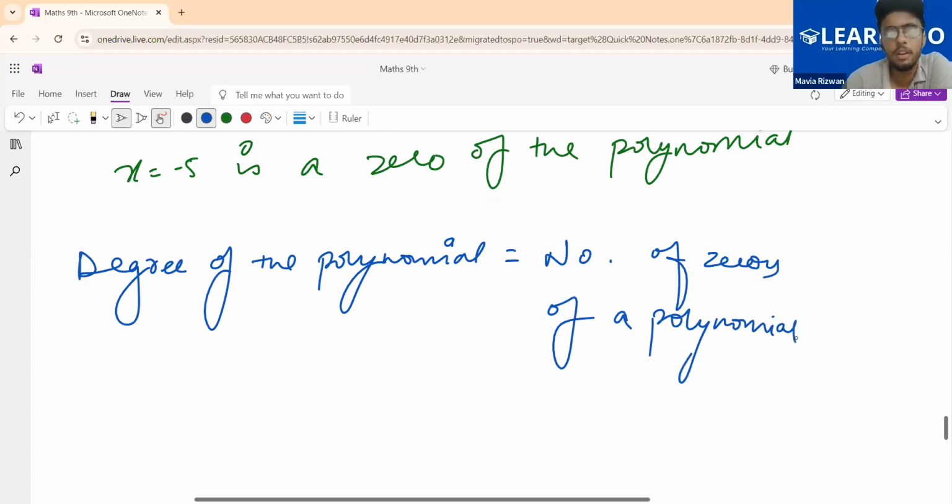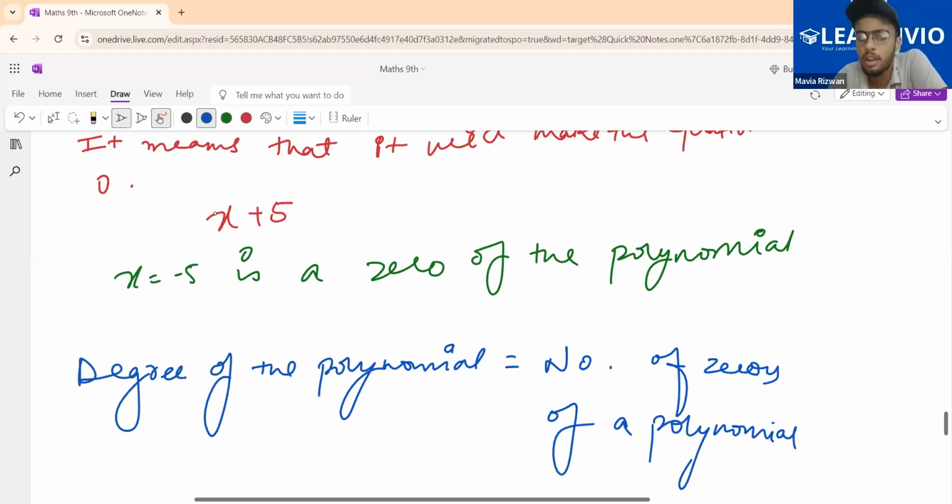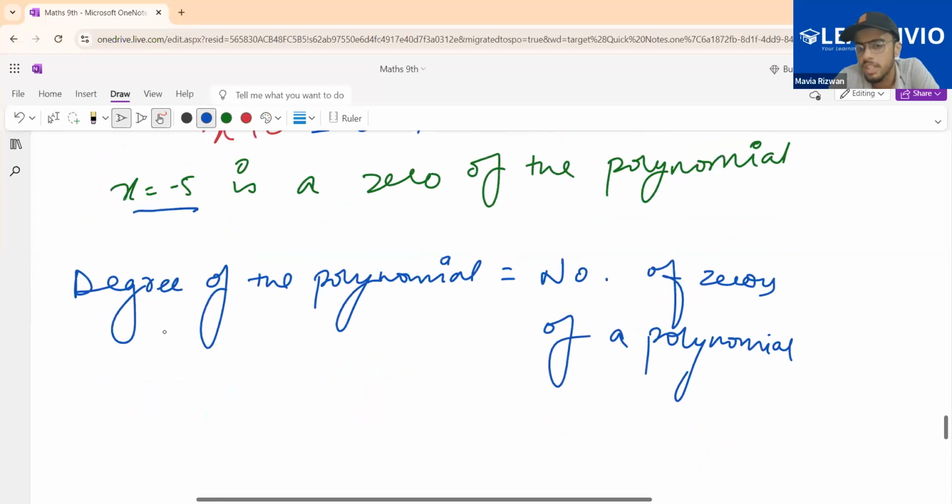Now, if I say x plus 5, we need to make it 0. So x was equal to -5. So we are only getting one value of x, right? Is there any other value that will make it 0? No, right? How do we find this out? We equate it to 0, so x will come out as -5. So there is only one value that is the zero of the polynomial. And what is the degree here of x plus 5? 1. So here we can prove that yes, degree is 1, number of zeros is also 1. So the degree of the polynomial is equal to the number of zeros of a polynomial.